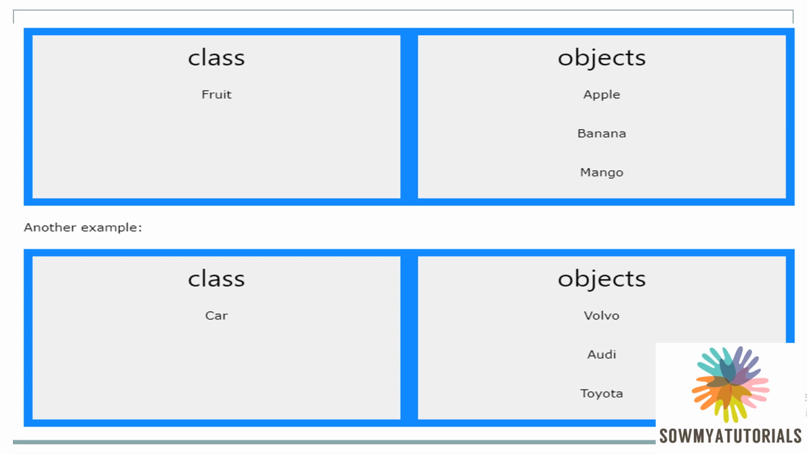So objects: apple is also a fruit, banana is also a fruit, mango is also a fruit. So these are some of the objects which are under the category fruit. Then one more example is also there. Class is a car. Here the objects are Volvo, Audi and Toyota. So Volvo, Audi and Toyota are the objects which are under the class car. So this is a real world example for classes and objects.